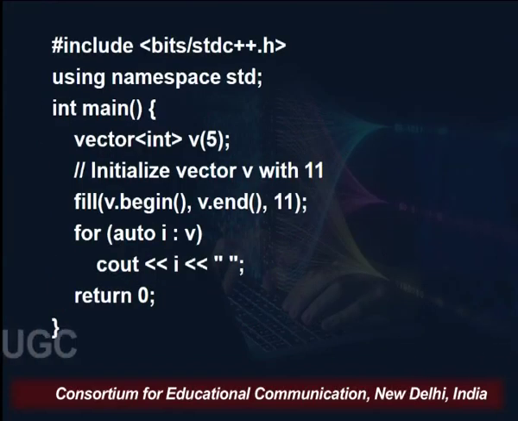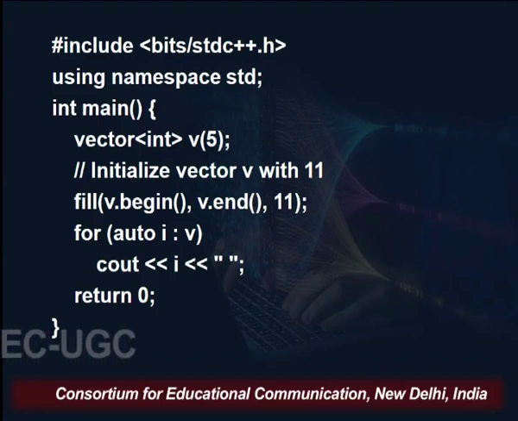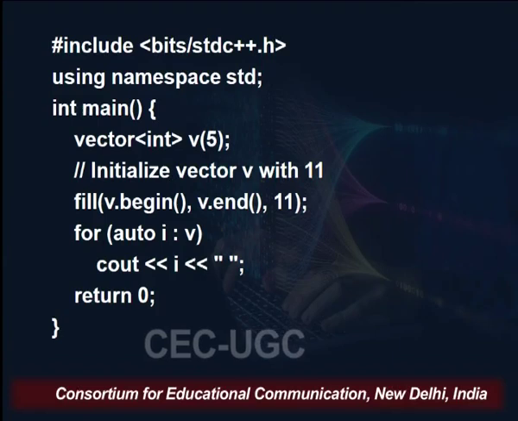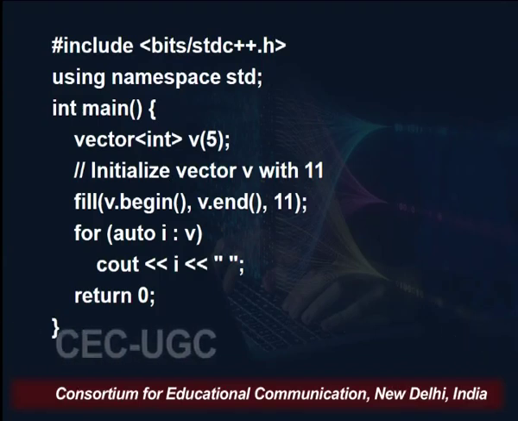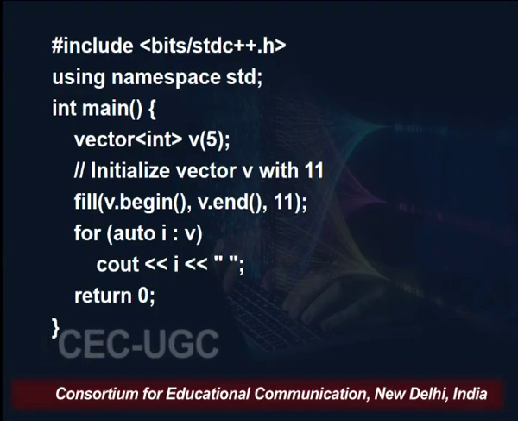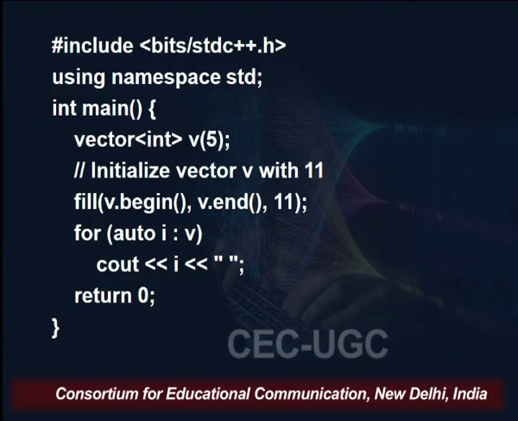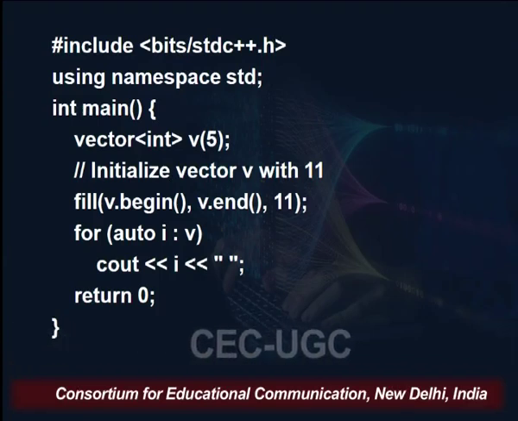So, in order to see the usage of this example, let us see. Here we have declared one vector which is of integer type, and the size of the vector is 5. Now, what do we want to do? We want to initialize this vector v with 11, starting from v.begin() to v.end(). So, that means all the elements 0, 1, 2, 3, 4. We are going to use this fill method, and the value which we are going to fill is 11.